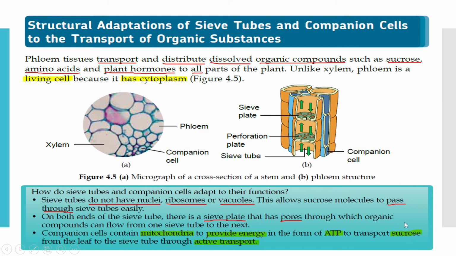This energy is needed to transport sucrose. Okay, remember that this is the product of photosynthesis, and that's why it is understandable when you say that it is from the leaf, which is the main organ to carry out photosynthesis, and then it goes to the sieve tube. Okay, and this process is active transport. Whenever it requires the expenditure of energy, then this is no longer down the concentration gradient, but against the concentration gradient, and this is active transport.